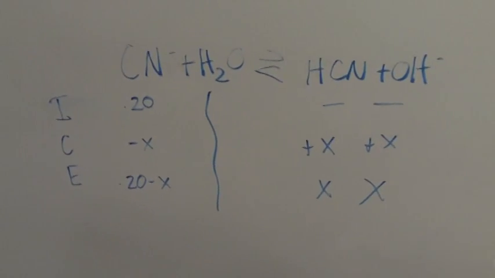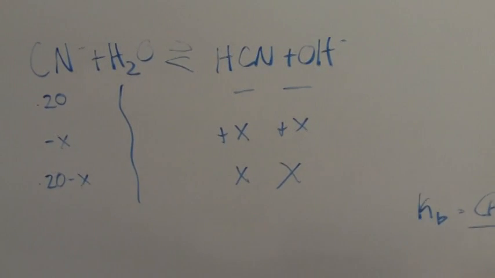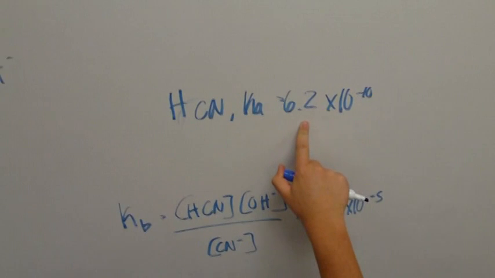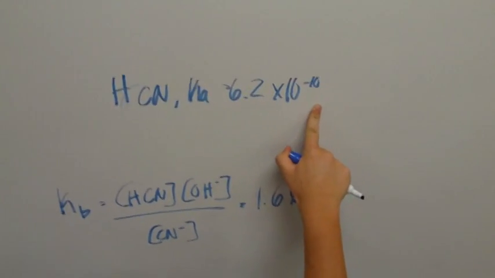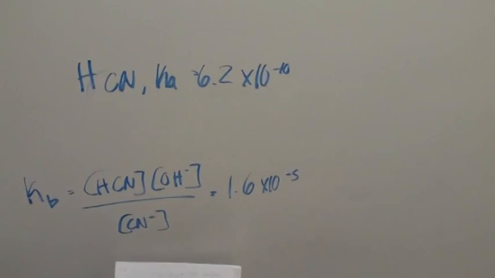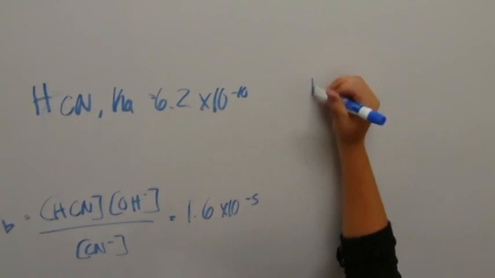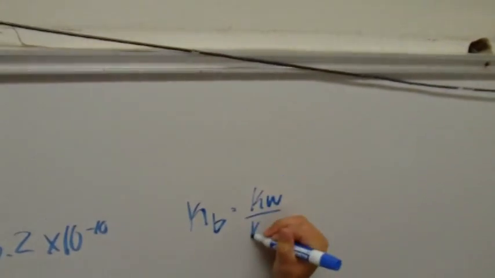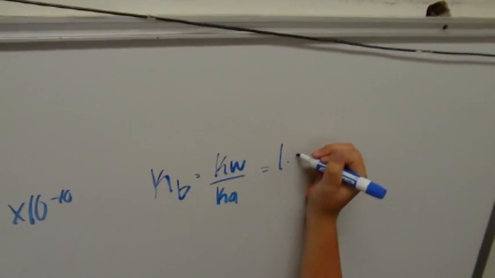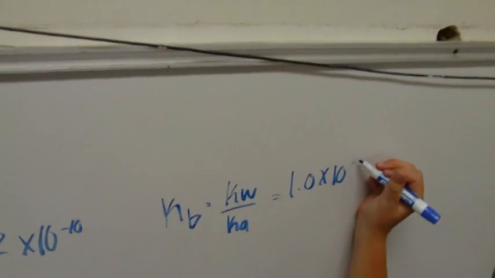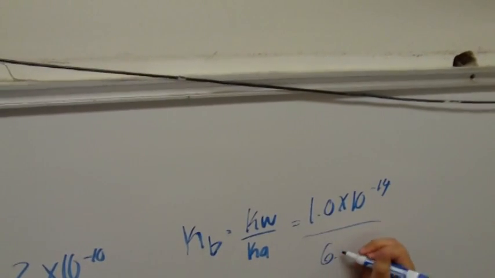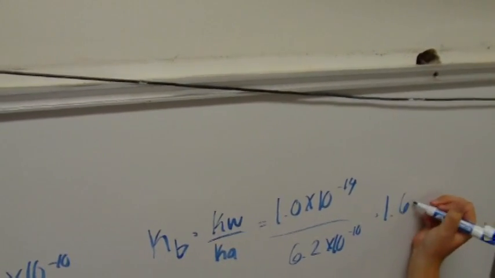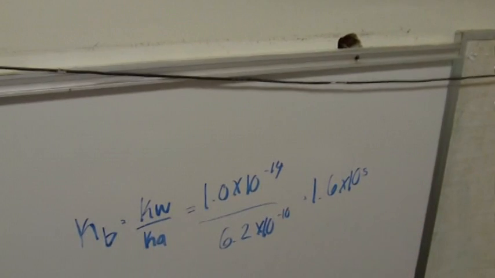So first thing that we're going to do is look up the Ka value in the table in the book. And we find that the Ka value for this is 6.2 times 10 to the negative 10, which is great because we can use that to find the Kb value. Let's remember that Kb is equal to Kw divided by Ka, which is 1.0 times 10 to the negative 14 over 6.2 times 10 to the negative 10, equals 1.6 times 10 to the negative 5.